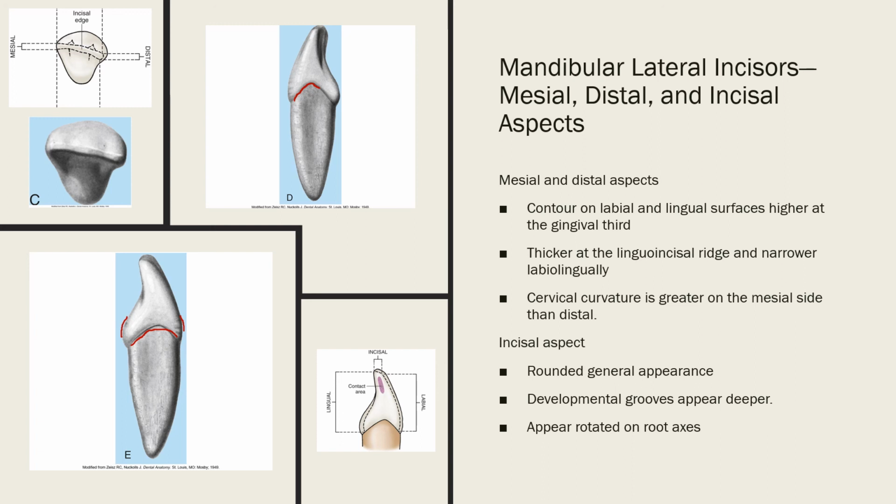Then the incisal aspect: you're going to see a rounded general appearance, developmental grooves that appear deeper, and then it appears rotated on its axis. Do you see how it's kind of going down like this? That is because if you think of the mandibular arch, it's curving. It's not as broad as the maxillary because the maxillary teeth are going to come outside, right? So these teeth need to turn quicker, right? And that's what this is doing. It looks twisted on its axis because it needs to curve a little faster than those of the maxillary.